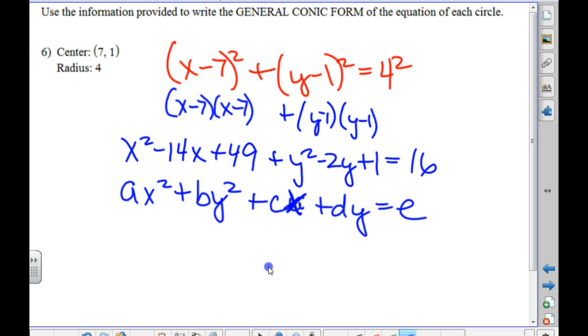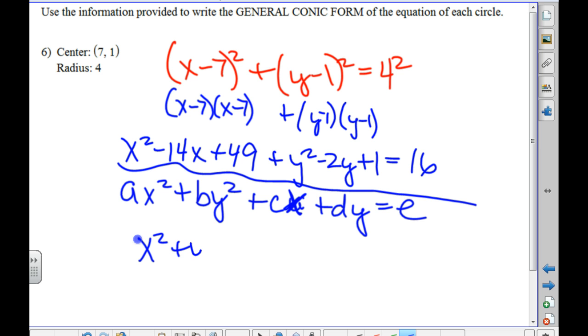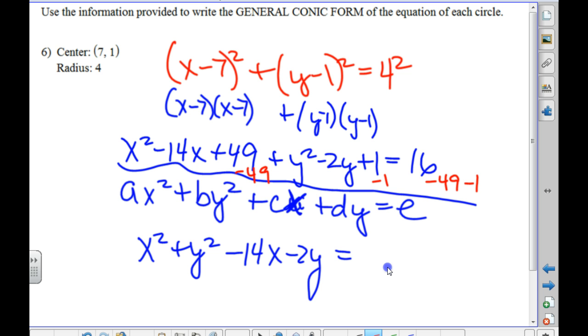Something like that, or plus e equals 0. Sometimes they make them equal to 0. So if we just rearrange this, they would write x squared plus y squared minus 14x minus 2y, and then they'd probably move everything else over to the other side. So minus 49, minus 1. What is that, 34? Negative 34. Okay, so this is the conic form, and sometimes they make it plus 34 equals 0.